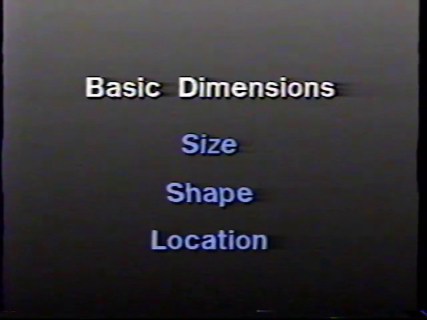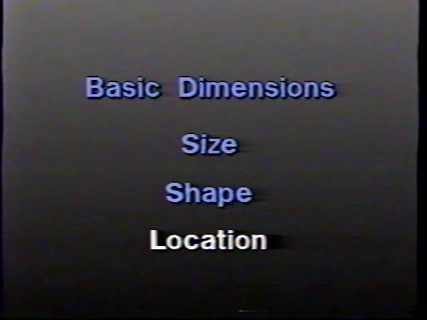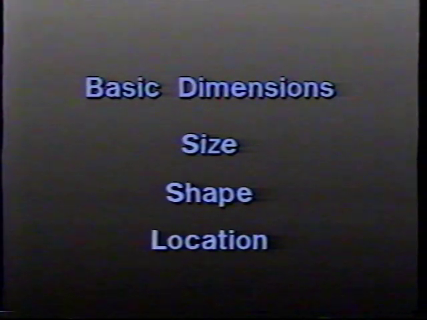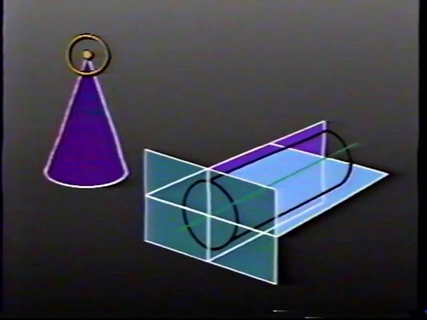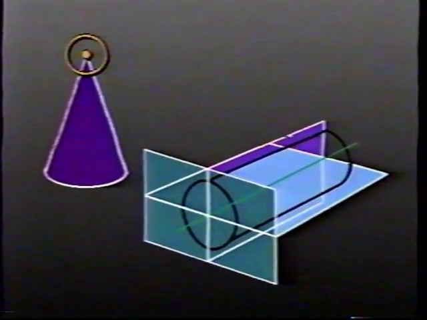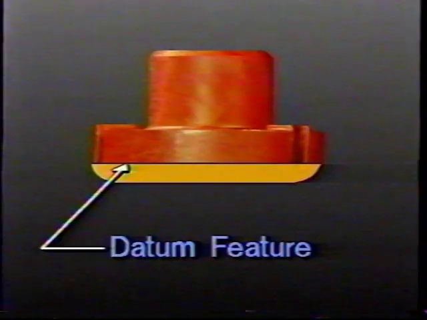Let's review what we've said about basic dimensions and datums. A basic dimension is a number which describes the theoretically exact size, shape, or location of a part feature. It's the basis on which acceptable variations are established for other dimensions. A datum is a theoretically exact point, axis, or plane from which the location or geometric characteristics of a part feature are measured. A datum is established from an actual part feature, called a datum feature.